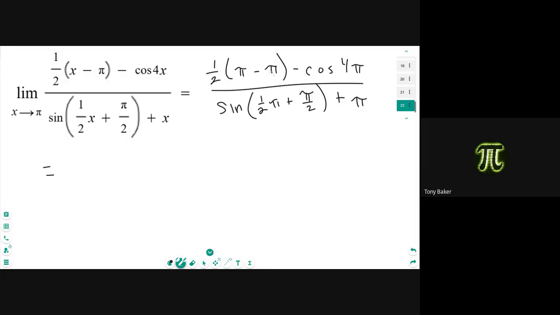Like, what's pi minus pi? 0. So that whole part in the beginning is 0. Cosine of 4 pi. What's one circle? Nope. One circle is, well, yes, the answer is 1. One circle is 2 pi, right? So I'm literally just going around twice, and I'm right back at the beginning. So cosine of 4 pi is 1.